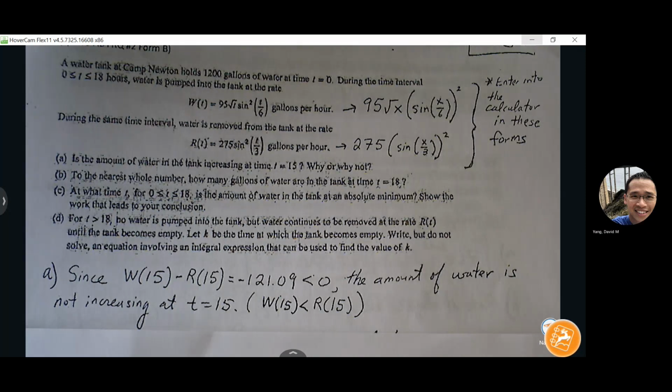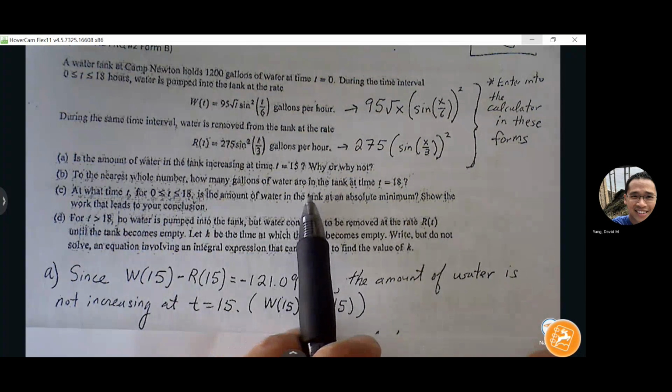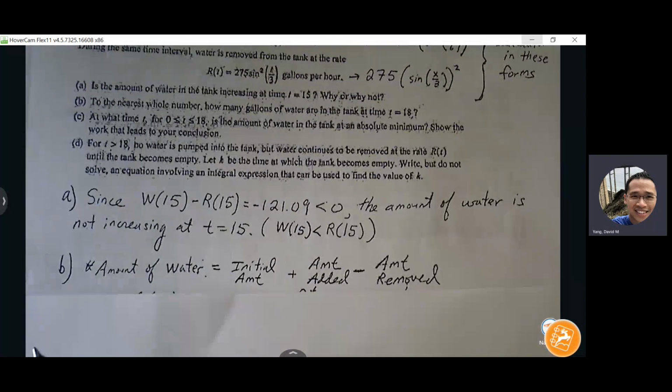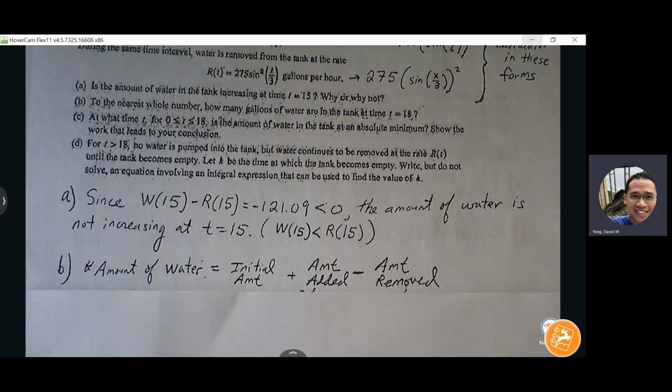Part B, to the nearest whole number, how many gallons of water are in the tank at time t equals 18? So if I want to figure out how much water is in the tank, we use the formula that we've seen before, right? Any final amount I'm looking for, there are three things I've got to consider: how much is in the tank initially, how much has been added, and how much has been removed. Combine those values, and I'm able to figure out how much is left inside the tank.